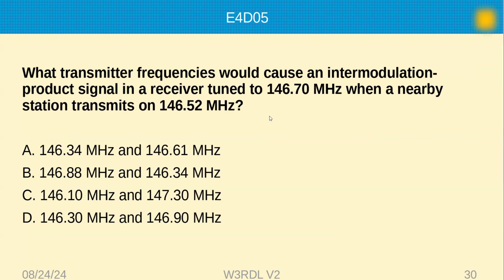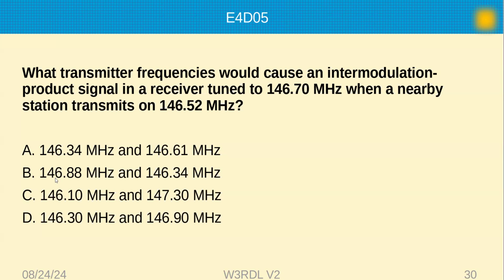Oh yeah, here it is. What transmitter frequencies would cause an intermodulation product signal in a receiver tuned to 146.7 when a nearby station transmits on 146.52? You can either memorize this answer or figure out how to work it. It's alpha. And you know, this is another one where you take the F2, 2 F1, and you come up with all kinds of stuff.